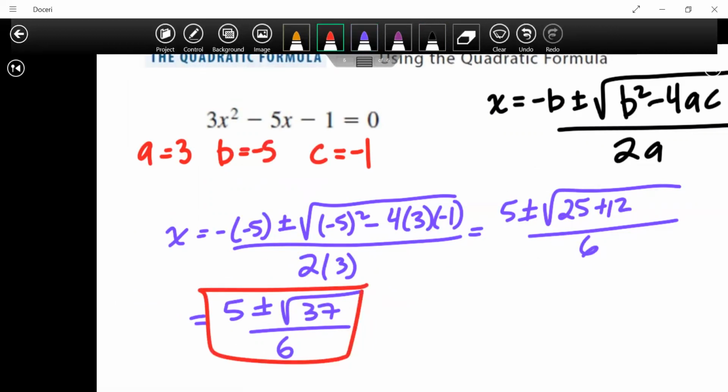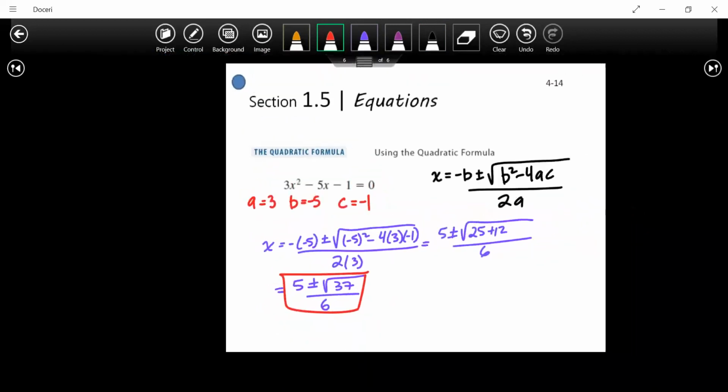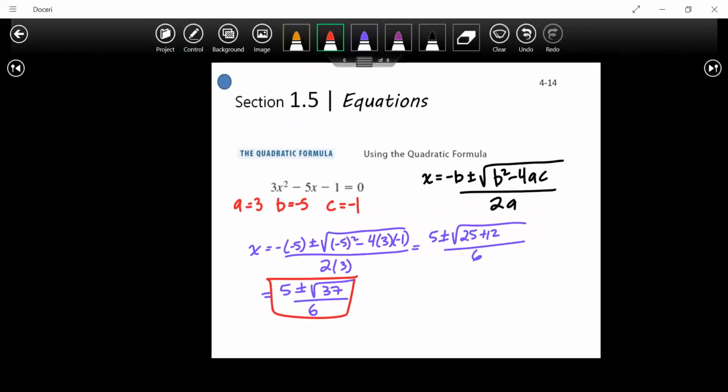If I do give you multiple choice, this is how you're going to see it. This is how I want you guys to see it. That is the quadratic equation. This brings us up to problem number 5. Are we good?